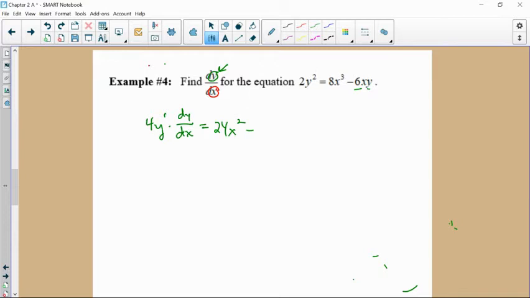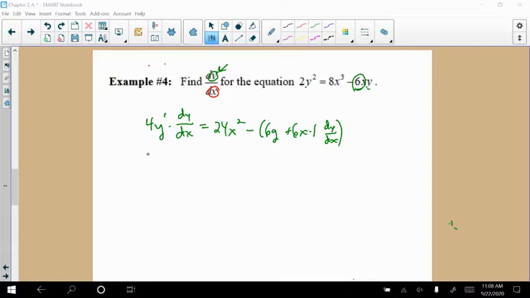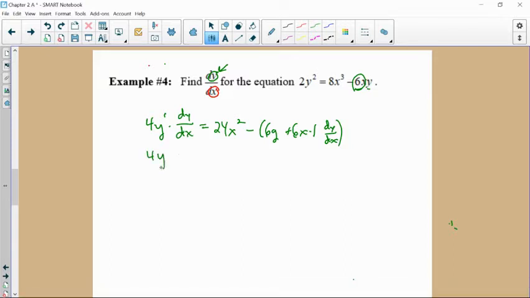So I might want to think, minus, the derivative of 6x is 6, leave the y alone, plus leave 6x alone, and then you multiply by the derivative of y, which is 1 dy dx. Okay, so there's your product rule. So I have 4y dy dx equals 24x squared, and then I'll distribute this minus 6y minus 6x dy dx.